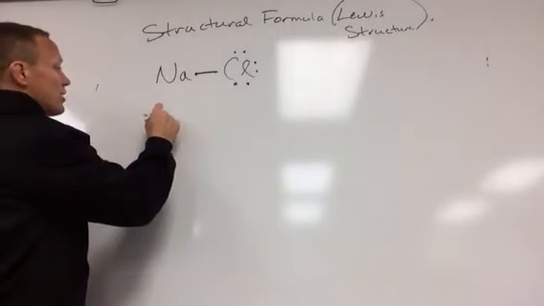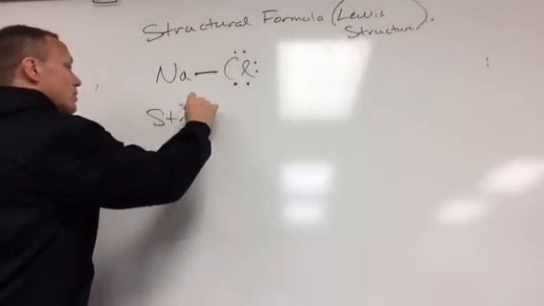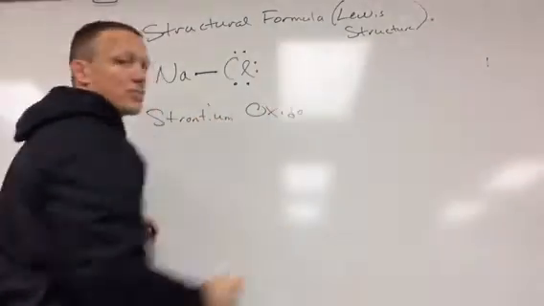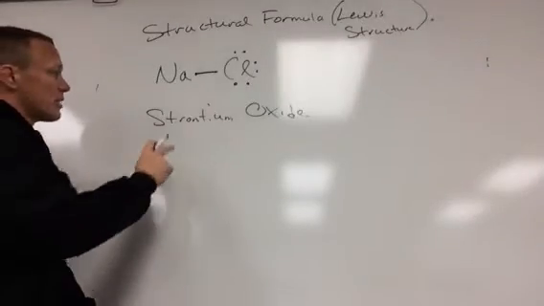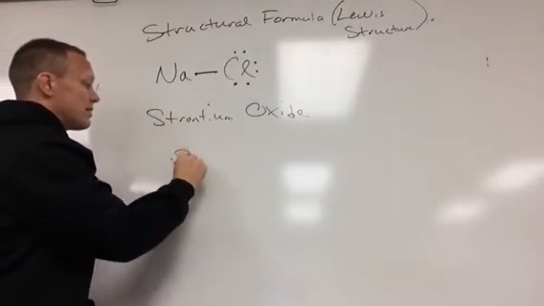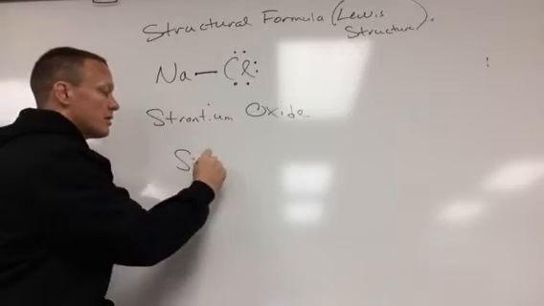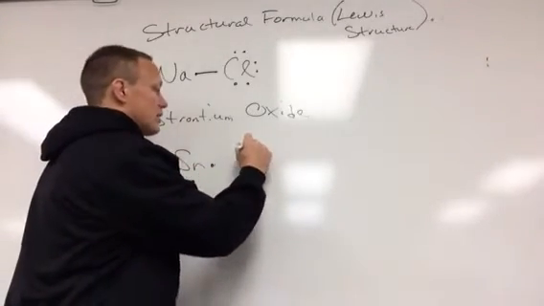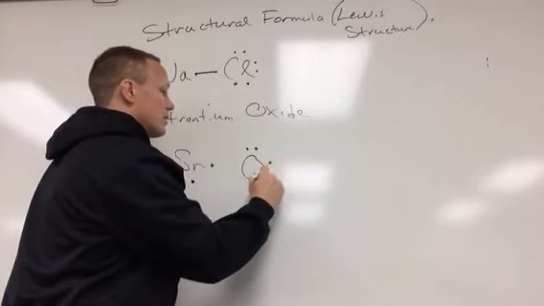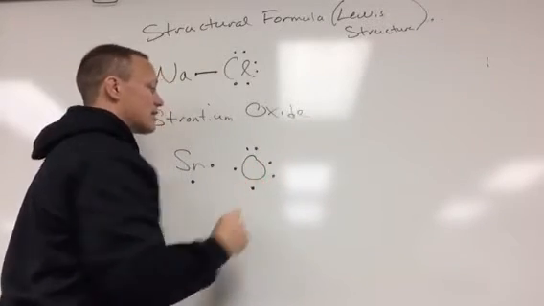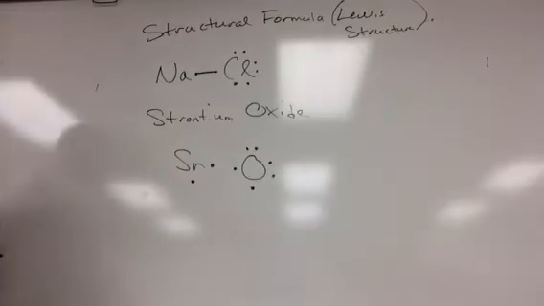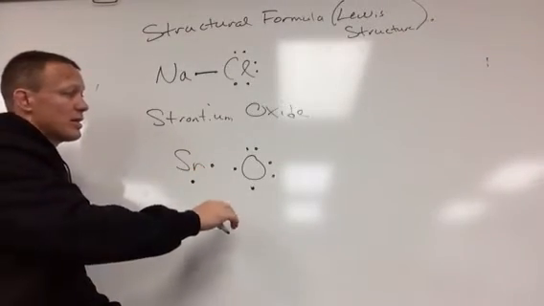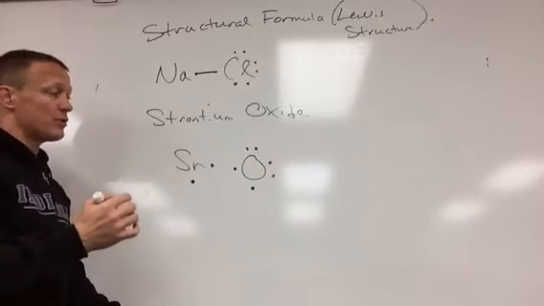Let's say we have strontium oxide. Strontium oxide. So again, look up strontium, find how many valence electrons it has. It's got 2 valence. Oxygen has got 6 valence electrons. So strontium wants to get rid of its 2 electrons. Oxygen has 6, would like to gain 2, so it works out perfect.